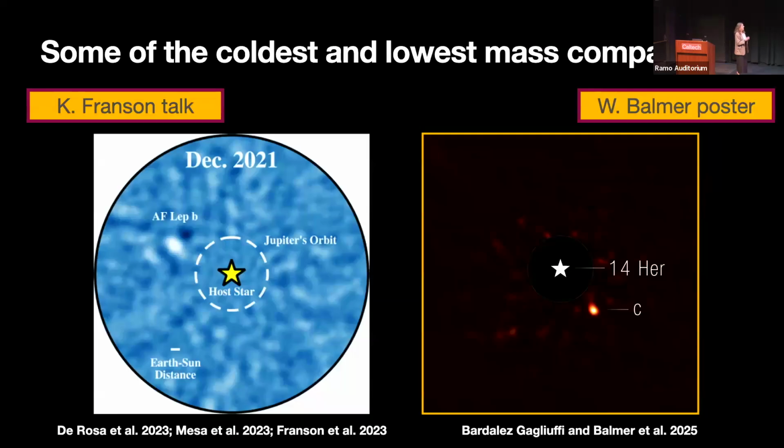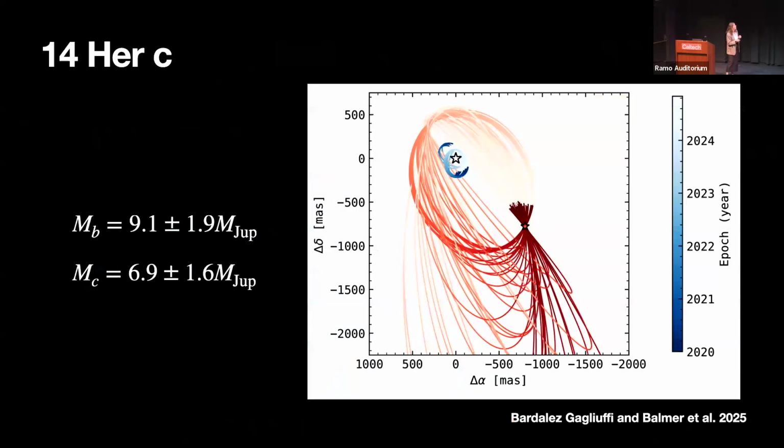And then more recently, just last year, the detection of 14 Her c, which is another low mass companion, and also go and check out William's poster as well. But 14 Her c is a multi-planet system and has really interesting dynamics at play. So there is an inner planet of around 9 or 10 Jupiter masses, and then this outer planet c of around 7 Jupiter masses, and we've seen an orbit fit here from Daniela and William's paper in 2025.